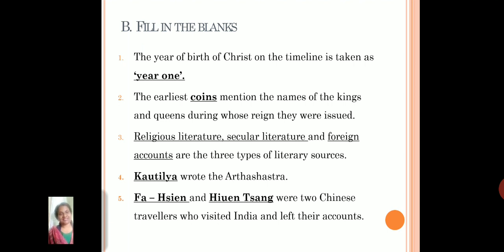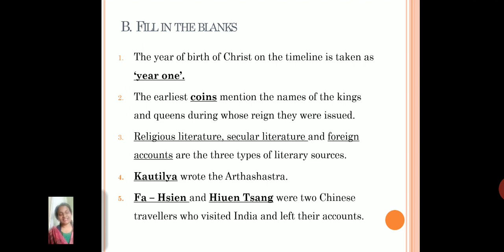Now the first statement is the year of birth of Christ on the timeline is taken as blank. Your answer you're going to write like how I have written. Open single inverted comma, year 1, Y-E-A-R, year, O-N-E 1, close the inverted comma, full stop. So what is your answer? Year 1. The year of birth of Christ on the timeline is taken as year 1.